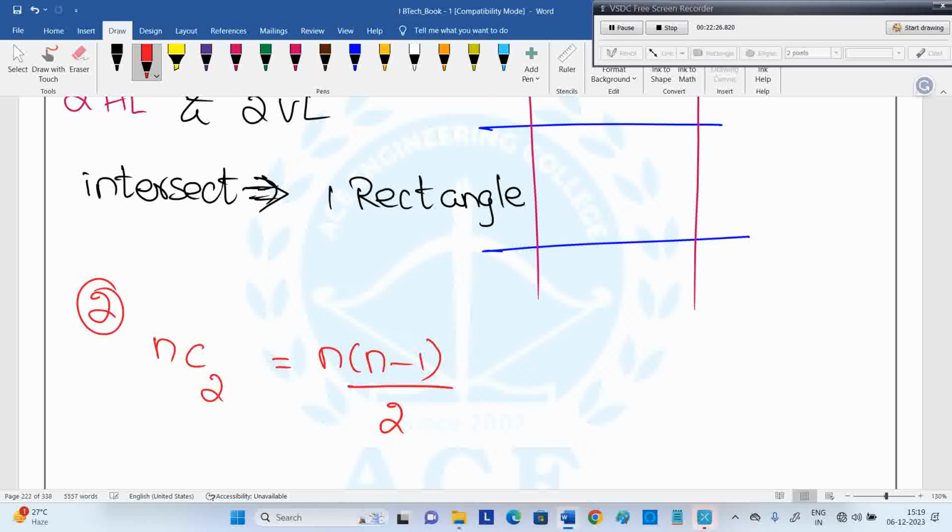2 factorial means how much? 2 only, right? 2 into 1 is nothing but 2. Whenever NC2 comes, you try to apply this shortcut: n into n minus 1 divided by 2.